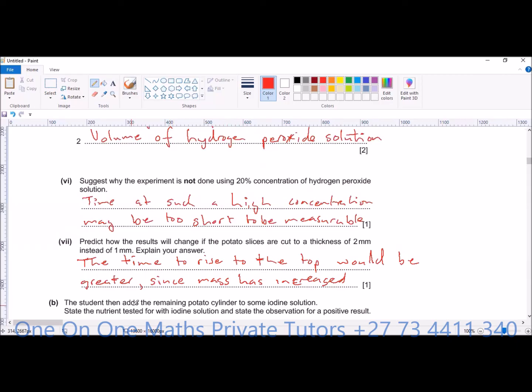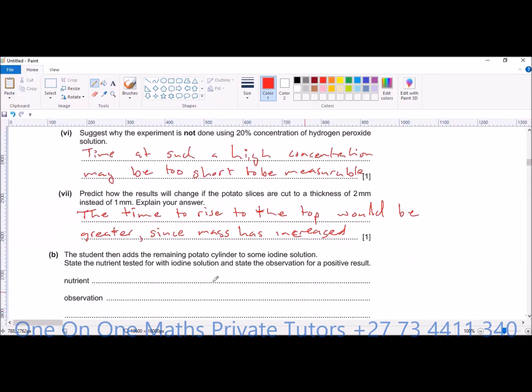The student then adds the remaining potato cylinder into some iodine solution. Okay. State the nutrient tested for with iodine solution and state the observation for a positive result. Iodine solution tests for starch. All right. Observation for a positive result: blue-black. All right. So we should see a blue-black color.